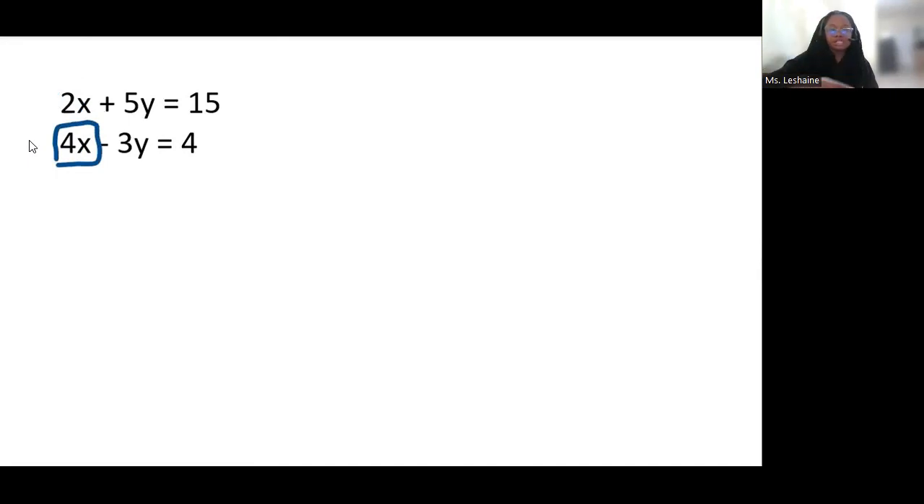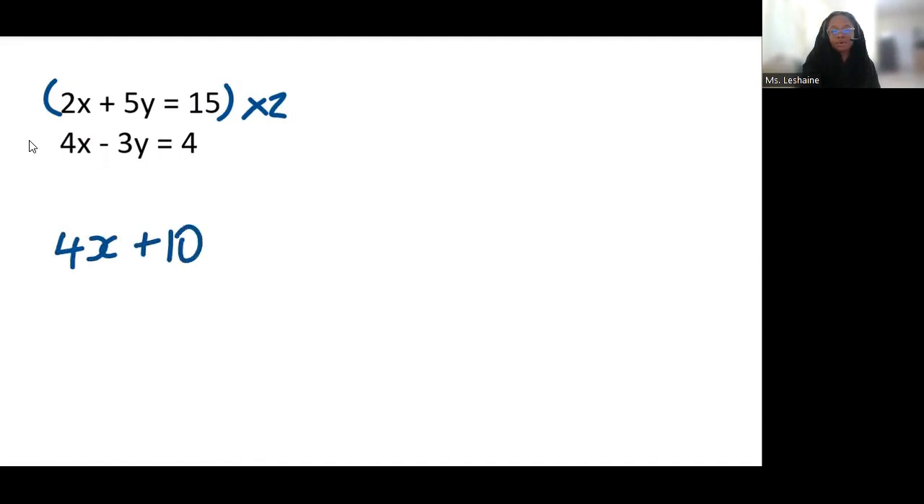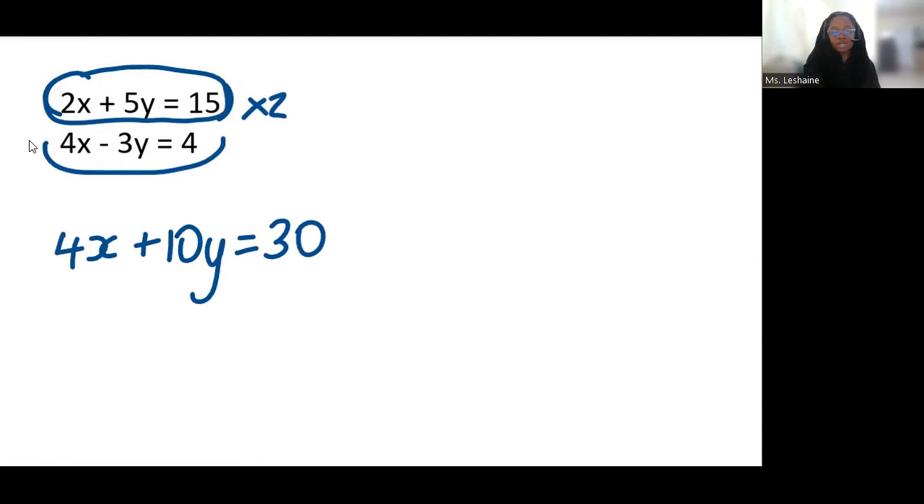What I need to do is multiply the entire top equation by 2. Now, why am I multiplying the entire top equation by 2? Because if I multiply the entire top equation by 2, I will have 4x plus 10y equals 30, because everything here would be multiplied by 2. And of course, nothing is happening to this one because it already had the 4x. So 4x minus 3y is equal to 4.